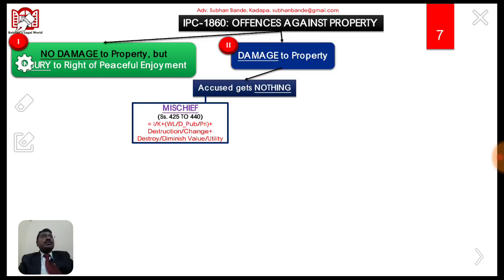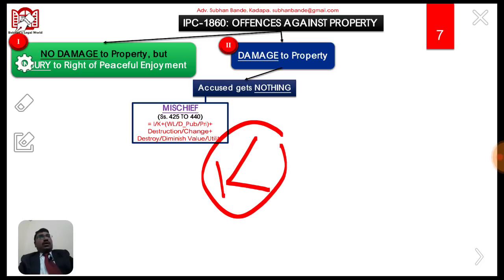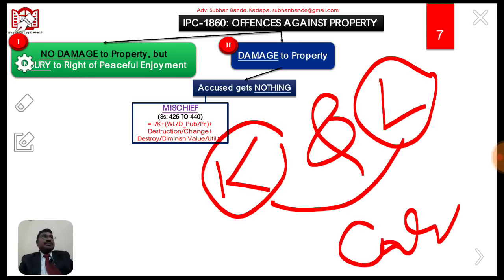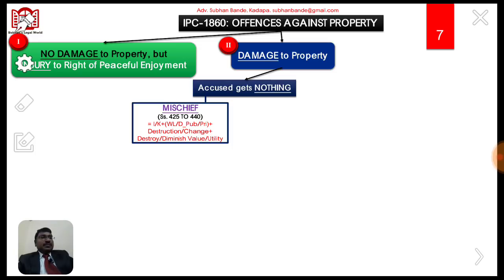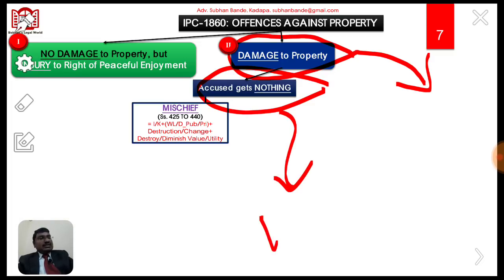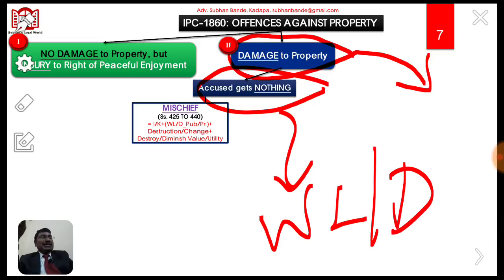Coming to the next illustration, Mr. K and Mr. L are the joint owners of a car. Mr. K destroys the car with an intention to cause wrongful loss to Mr. L. Here it is said K is liable under mischief. In mischief, there is a damage to the property of a particular person by another person. Here the other person is the accused. The accused gets nothing. The intention of the accused is to cause wrongful loss or damage to the property of another person, or to destroy or diminish the value or utility of the property.